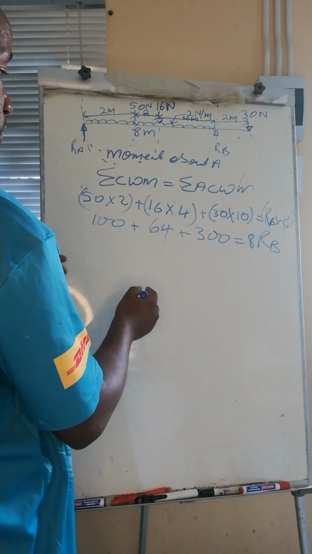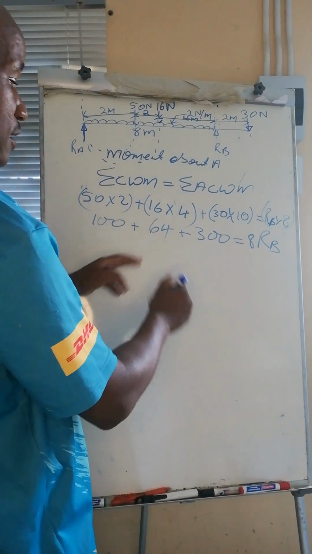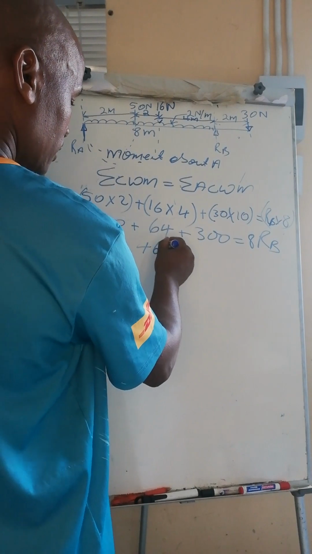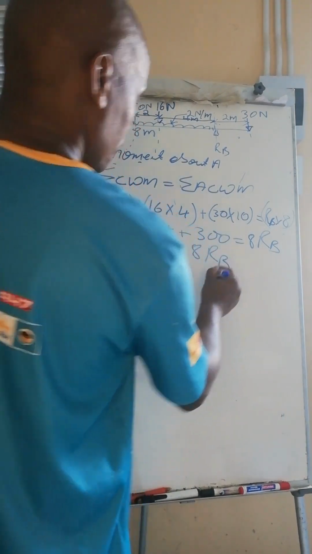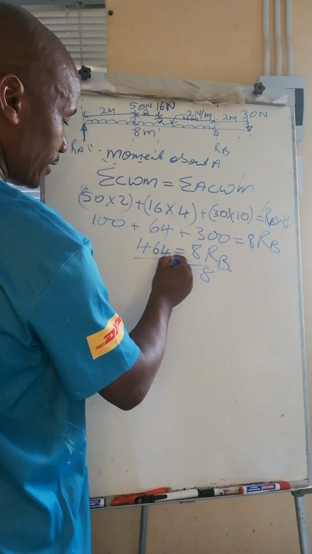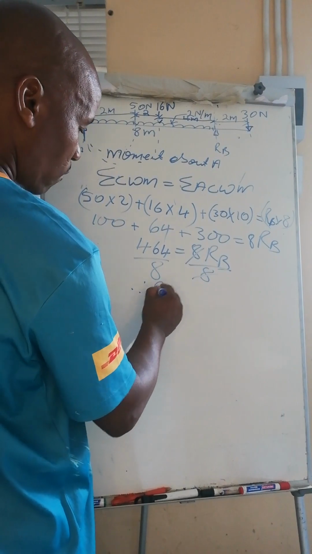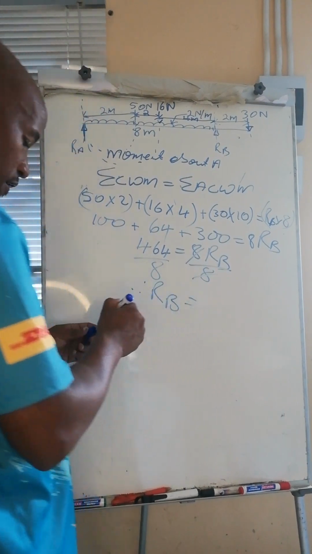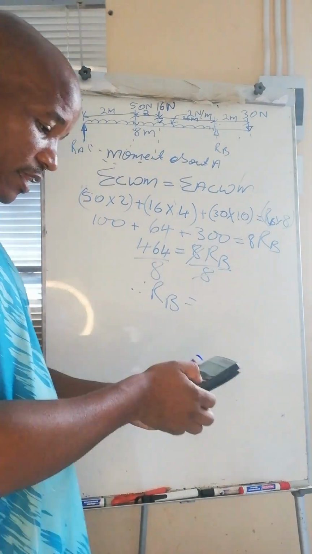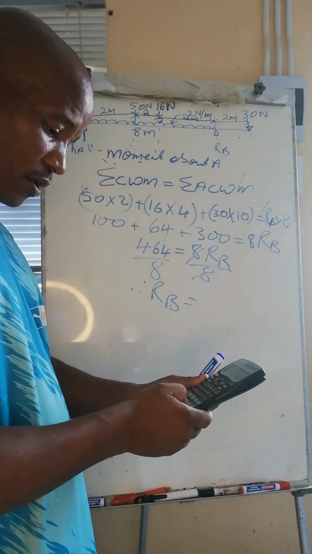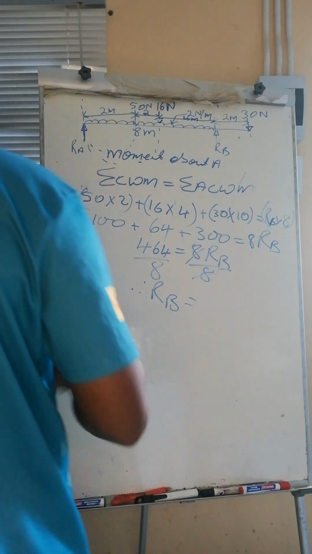Now this plus this is 400, and 400 plus 64 is 464, equal to 8 RB. If we divide both sides by 8, this one cancels this one. Therefore, RB is equal to 464 divided by 8. You can use your calculator there. 464 divided by 8 is equal to 58.